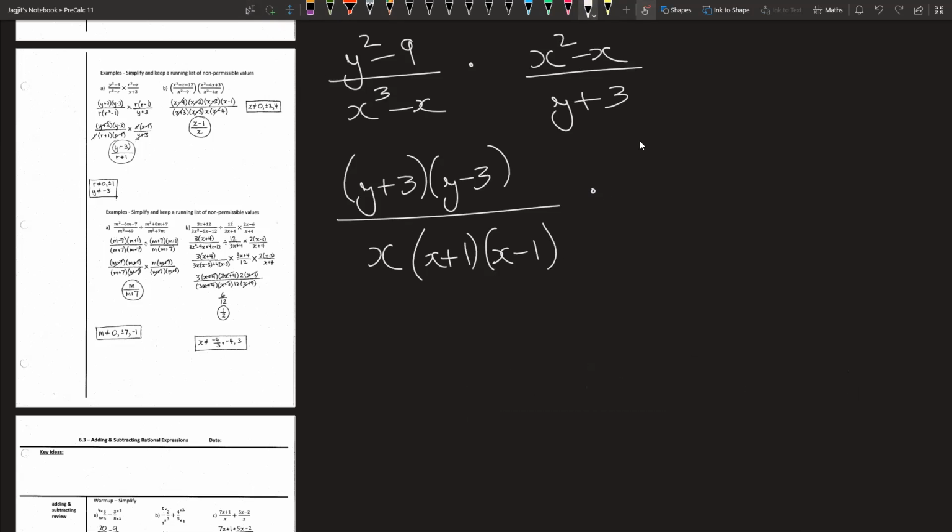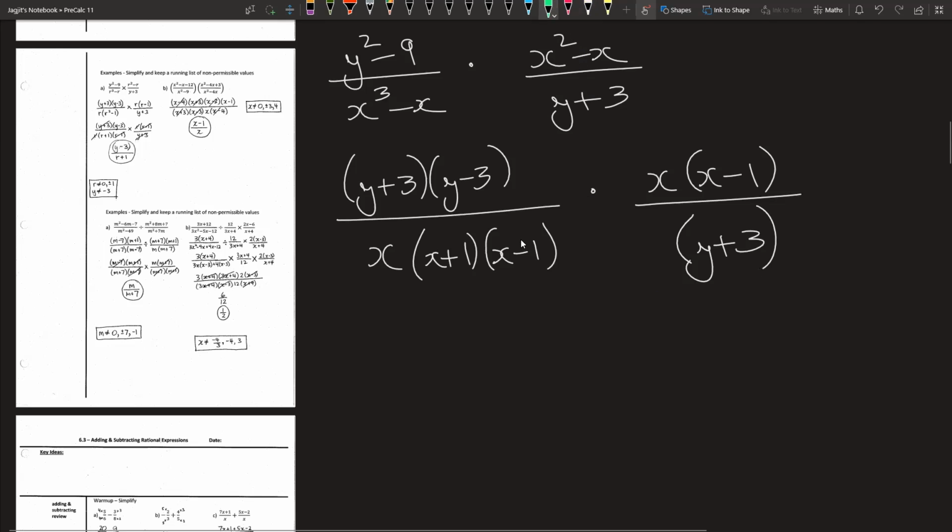Quite simple. At the top, I have x squared minus x. You factor the x out, you get x minus 1. Quite simple. At the bottom, we have y plus 3. Now, guys, we're going to write the non-permissible values before we cancel anything. For x, you say x cannot be equal to 0. For x plus 1, you say x cannot be equal to minus 1. For x minus 1, you say x cannot be plus 1. For y plus 3, you say y cannot be equal to minus 3. And now we can cancel.